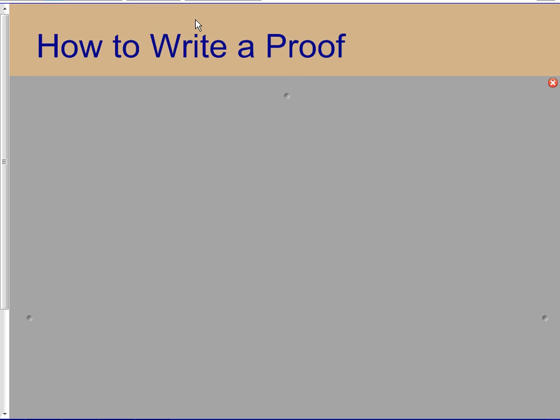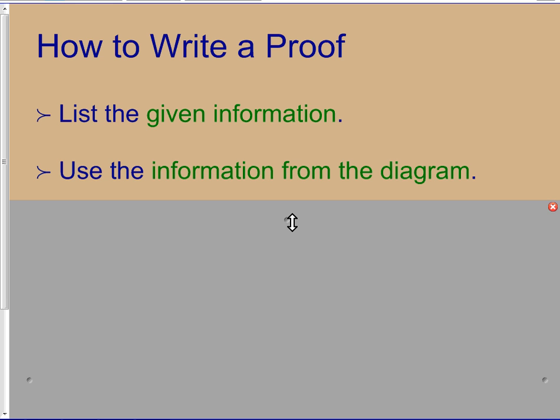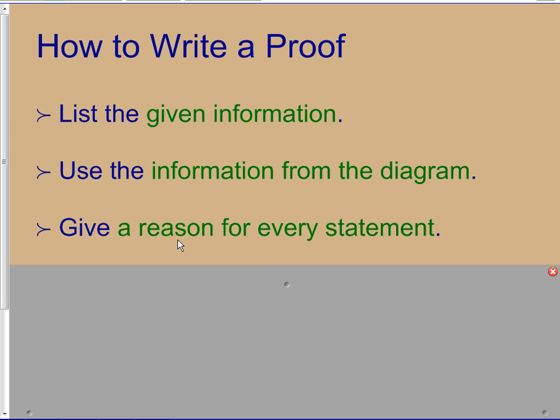All right, so we're going to go through how to write a proof, and this is a step-by-step guide on how you need to write this. So the first step is you list the given information. A lot of times you're given certain information in order to solve that proof, and you want to write that down first. You're going to usually, if not always, have a diagram in your proof. So the next step is to use the information from the diagram to solve your proof. You need to give a reason for every statement.